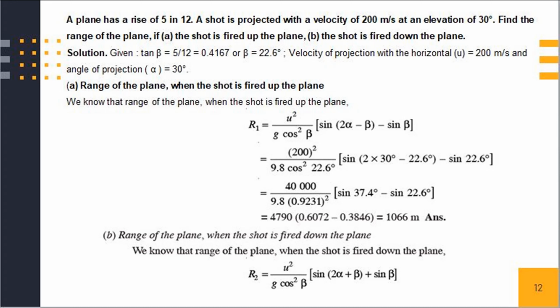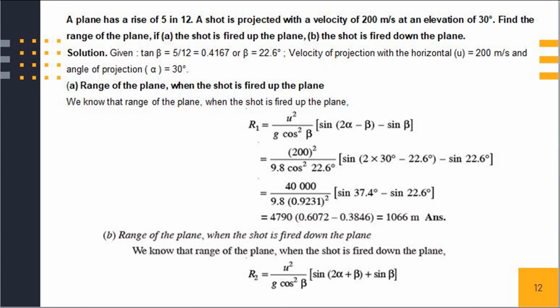First of all, we will find the range on the plane when the shot is fired up the plane. We know that the range on the plane when the shot is fired up the plane, R1, has the formula R1 equals u square divided by g into cos square beta into [sine of (twice alpha minus beta) minus sine beta]. By putting all these given values in this equation, we will get R1 equal to 1066 meters. Now we will find the range on the plane when the shot is fired down the plane.